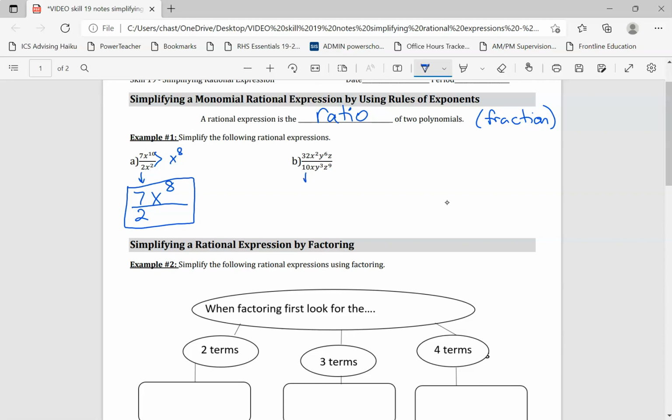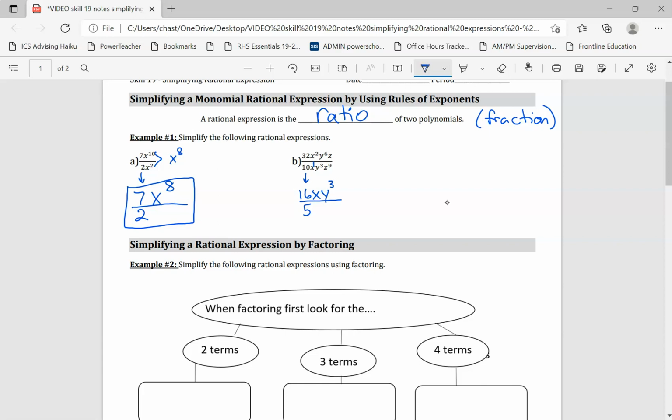For the next one, 32 over 10, I could divide those by 2, so I'm going to get 16 over 5. When I look at my x's, I got 2 on top and an understood 1 on the bottom. 2 minus 1 is positive 1, so I'll have 1x left over that'll be on the top because the exponent's positive. For my y's, I have 6 on top, 3 on the bottom. 6 minus 3 is 3, and that's a positive 3, so y will be to the third power on top.